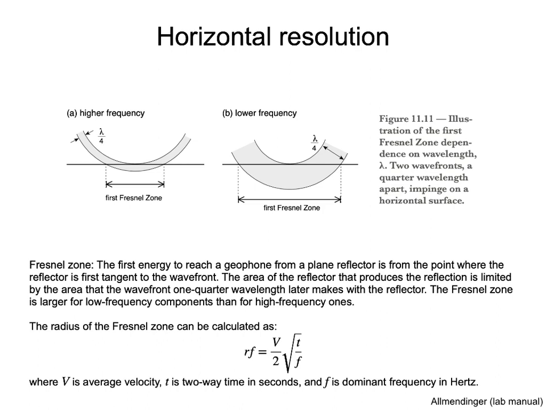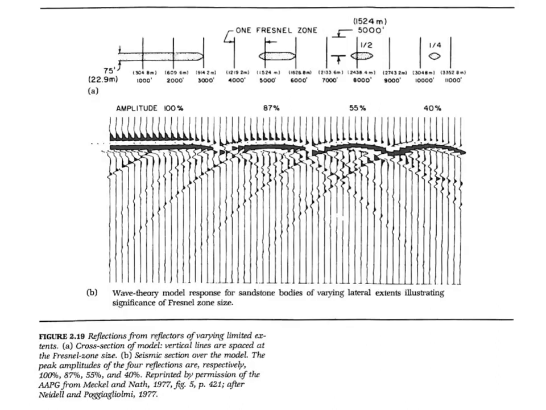Consider a discontinuous sandstone body. The segments which are longer than the first Fresnel zone will appear as reflections, whereas those that are shorter will act like point sources and will generate diffractions.